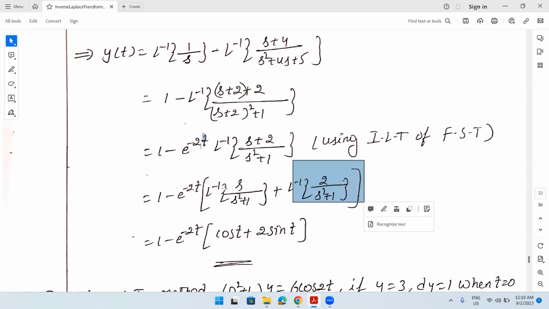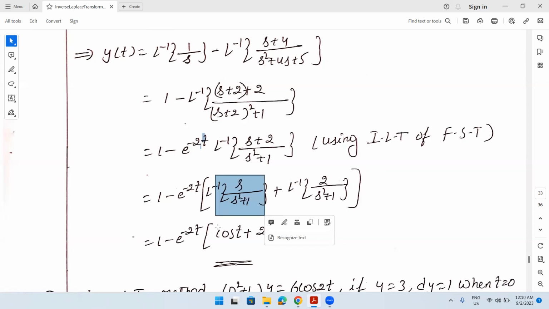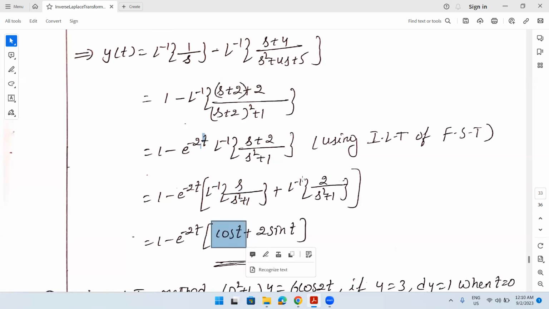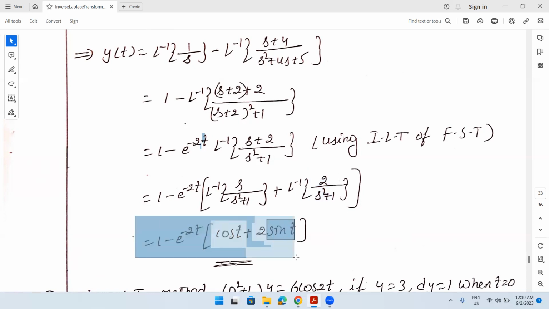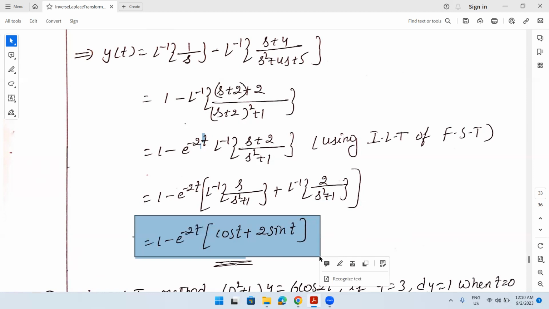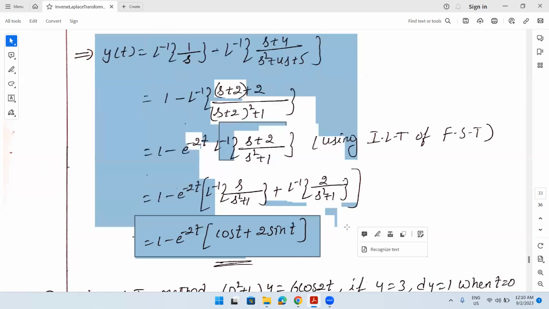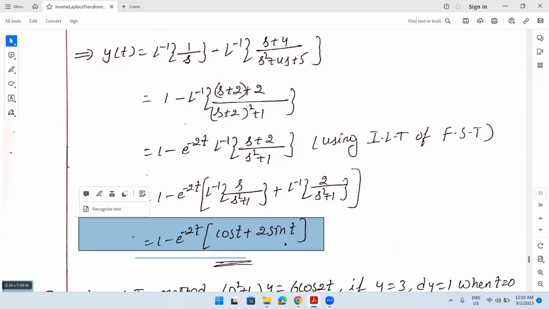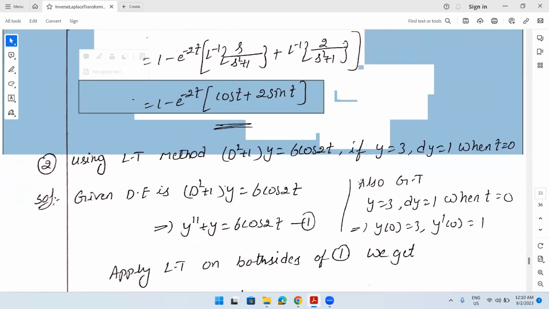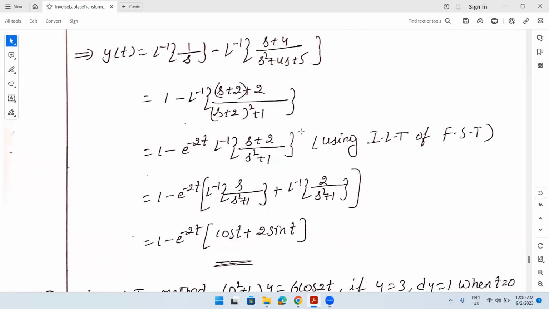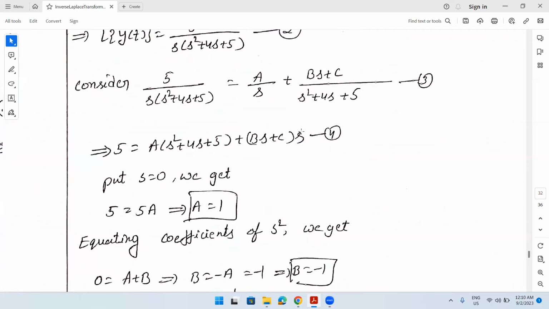What is L inverse of s by s square plus 1? Cos t. Direct formula. 2 by s square plus 1: 2 we can take outside, 1 by s square plus 1 is sin t. The final answer is 1 minus e power minus 2t into cos t plus 2 sin t. So this is the final answer. We got directly the particular solution, not the general solution. No need for the general solution. We get the particular solution. Here we have seen the partial fraction.